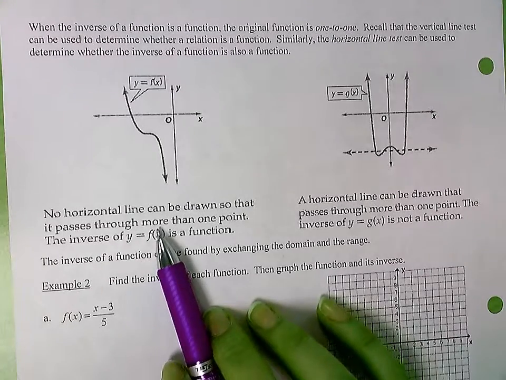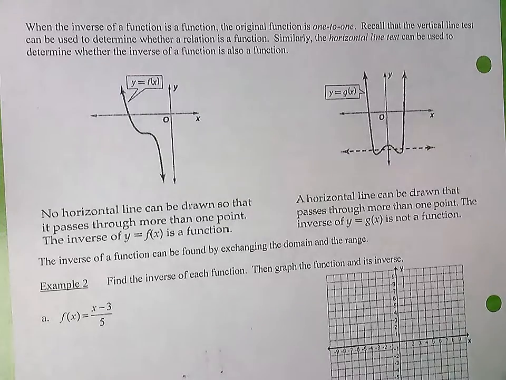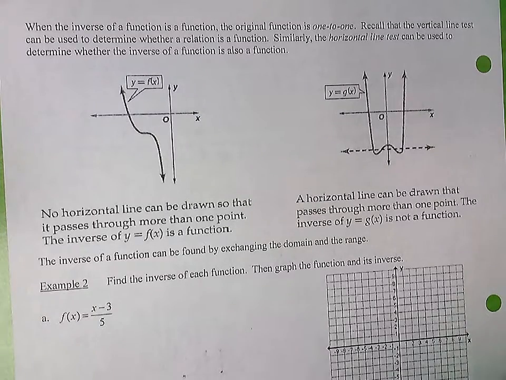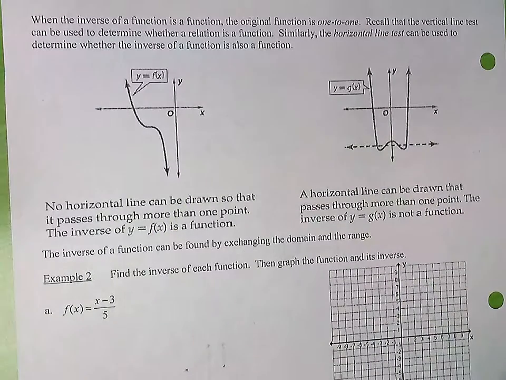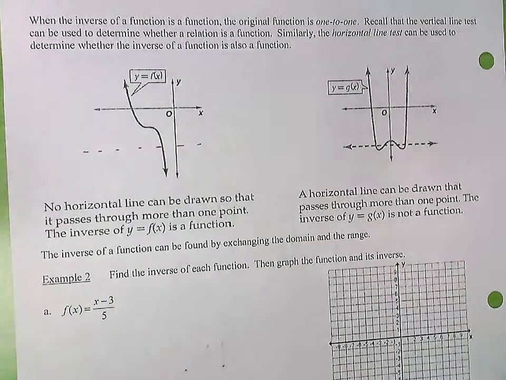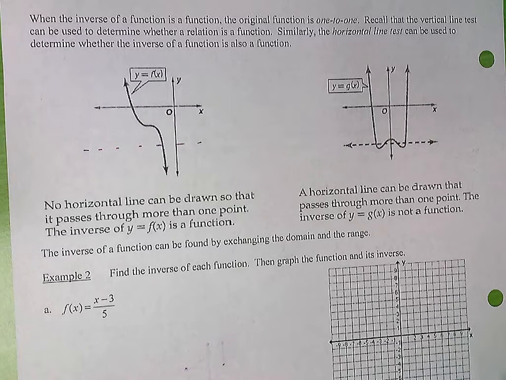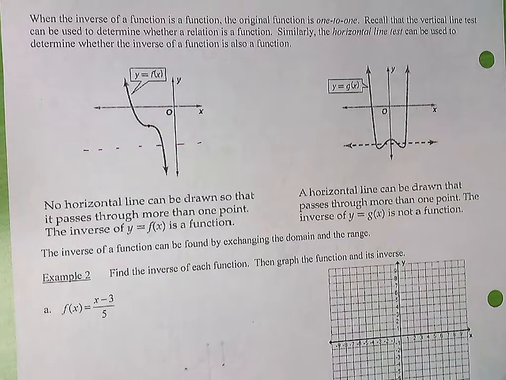So here, if we draw in a horizontal line, this will be a function for its inverse. So you draw in a horizontal line, it's only going to hit 1 point. Yes, this right here is only 1 point. It's not going to hit multiple in that little section. It's only going to hit 1 point. That means its inverse is going to be a function.